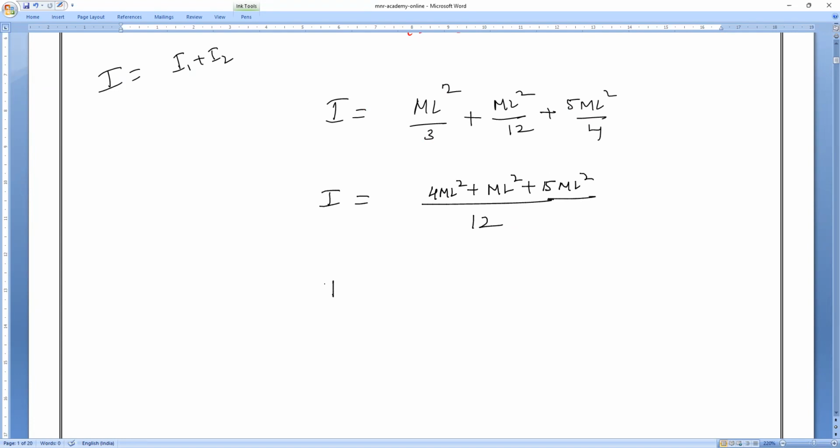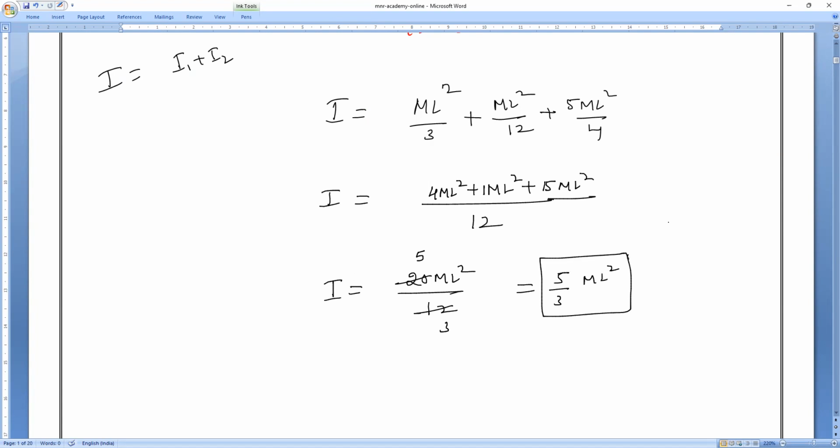Understand? So I is equal to 5 plus 15. So here 4 plus 1, 5 plus 15, 20 ml square by 12. So you can get it cancelled. What will happen? Yes, everybody. 4 5s are 20 and 4 3s are 12. So which is equal to, answer how much? 5 by 3 ml square.